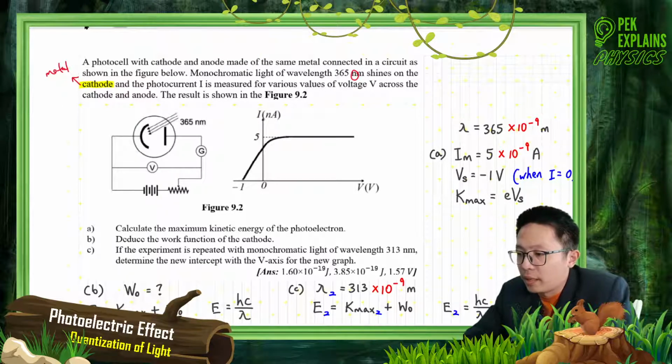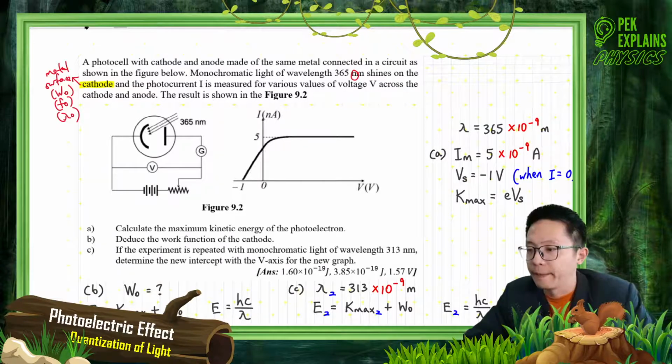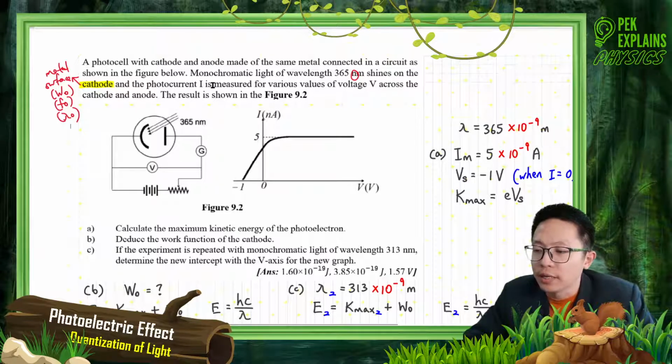Metal surface, which is the cathode, we need to investigate its work function. They have their own work function, their own threshold frequency, and also their own threshold wavelength. The photocurrent is measured for various values of voltage across the cathode and anode, the current versus voltage. And this is the result.